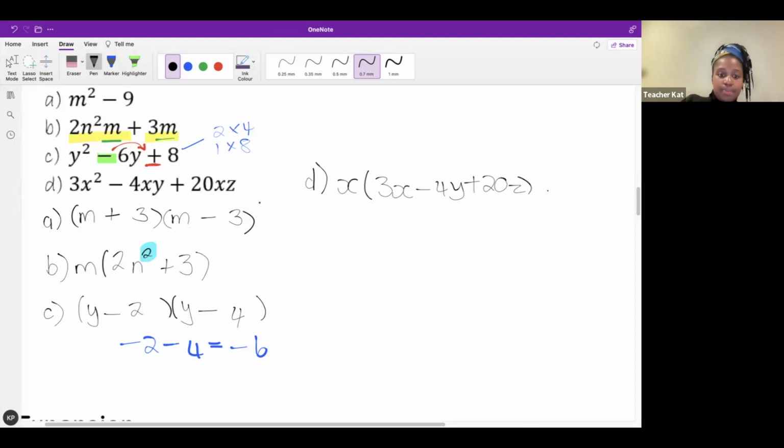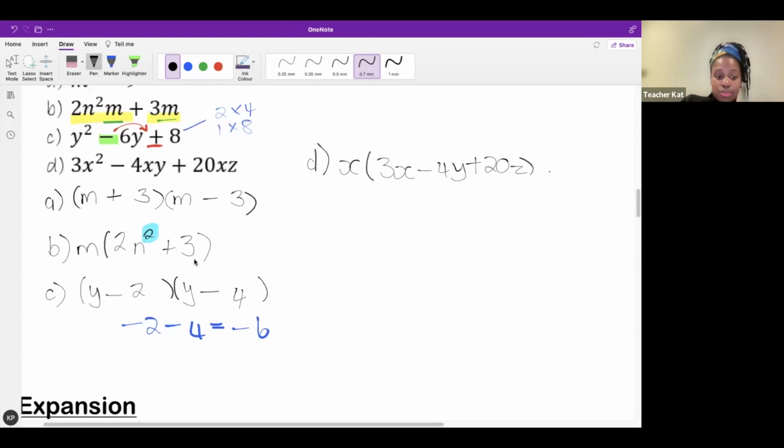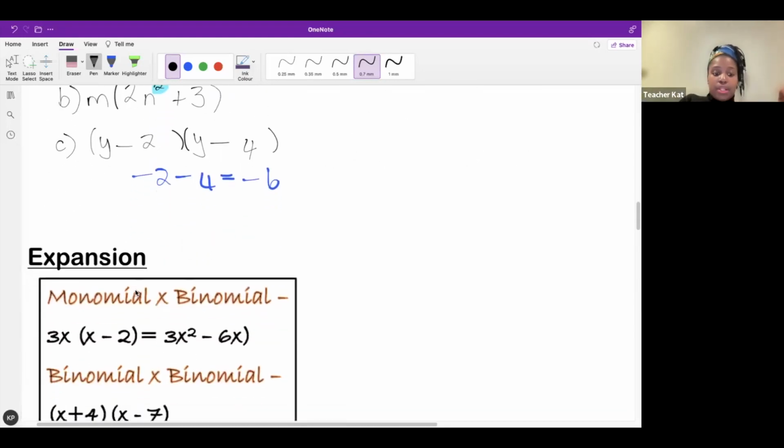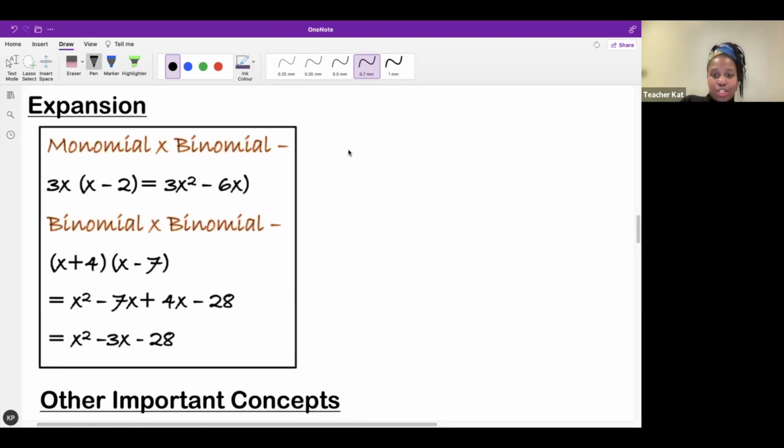Great, guys. I think that went well. It was just a revision. And then we went on to do expansion. Okay, so now we're going to learn the difference between the two words, factorize and expand. Factorize means put it into factors, but if you look at expansion, they are already in factors.